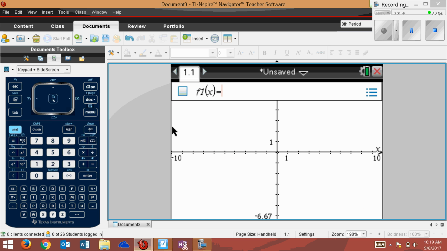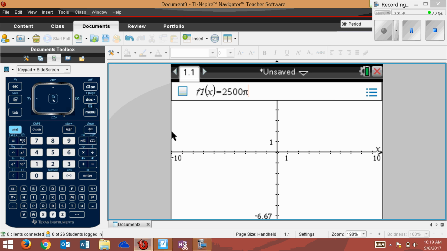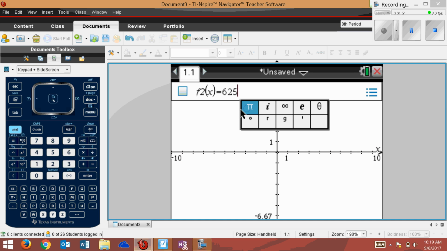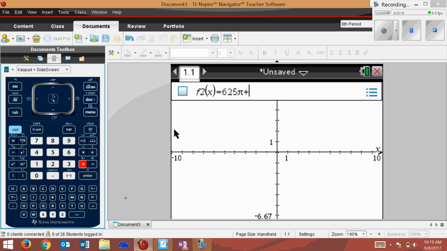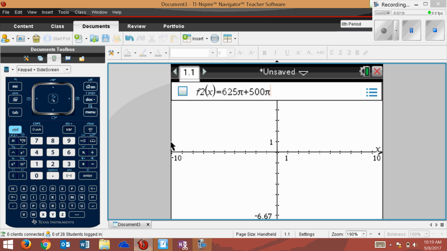Now, the first equation I said is 2500 pi. And the pi button is on the bottom left right there. That's our first equation. And then our second equation, whoa, what just happened there? Our second equation was 625 pi plus 500 pi t. But instead of t, we're going to put an x.